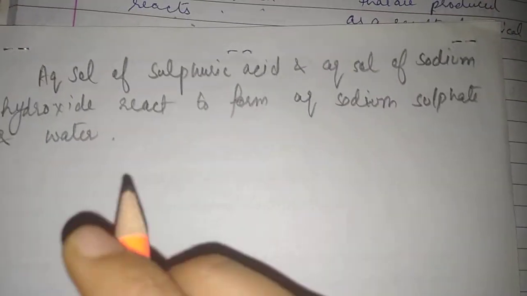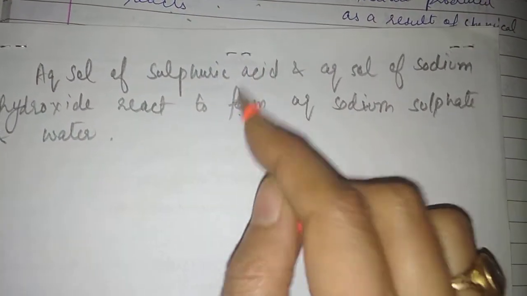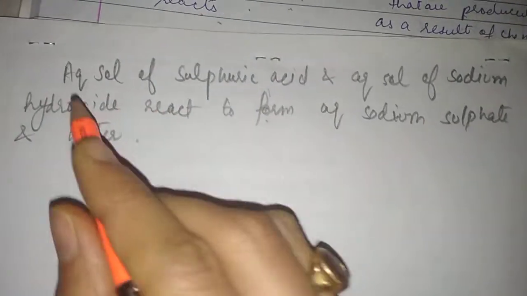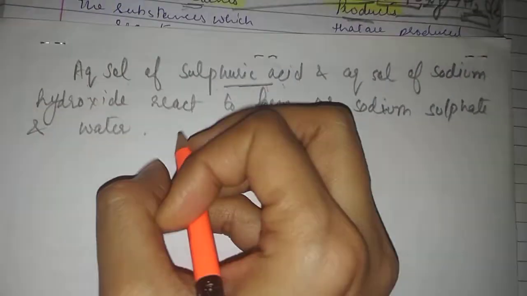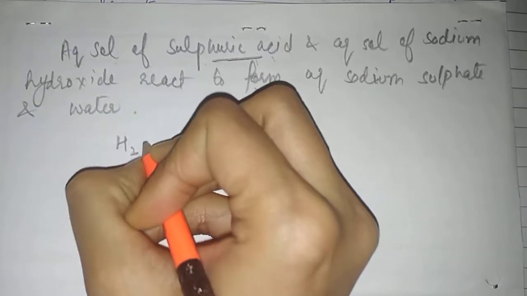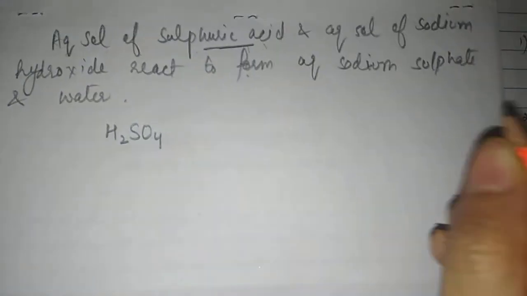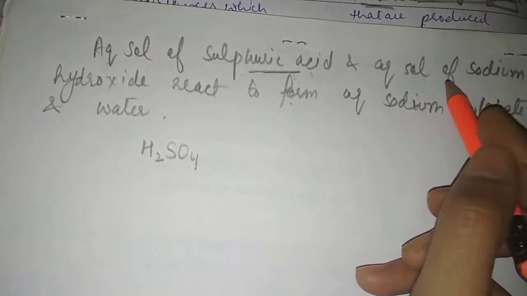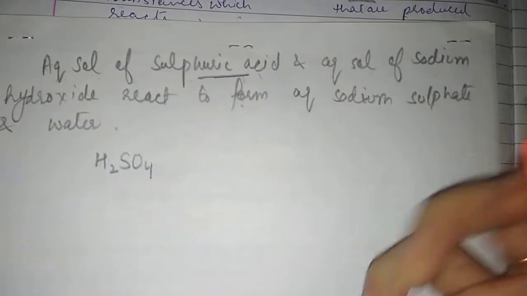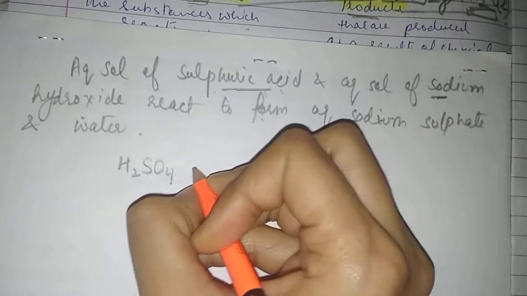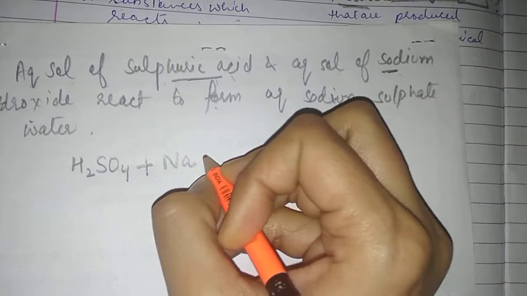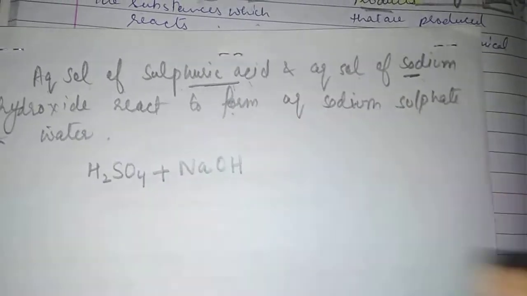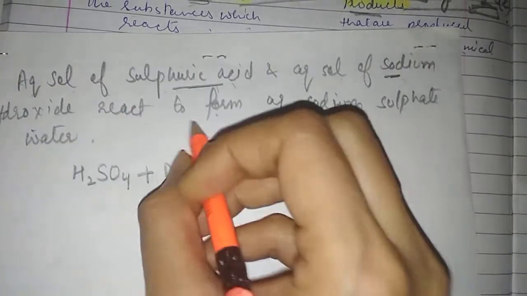First of all we have to represent it in symbol form. The question is: aqueous solution of sulfuric acid. What is the formula of sulfuric acid? We already did it in class 9th: H2SO4. Plus aqueous solution of sodium hydroxide. What is the formula of sodium hydroxide? Sodium is Na, hydroxide is OH. They react.